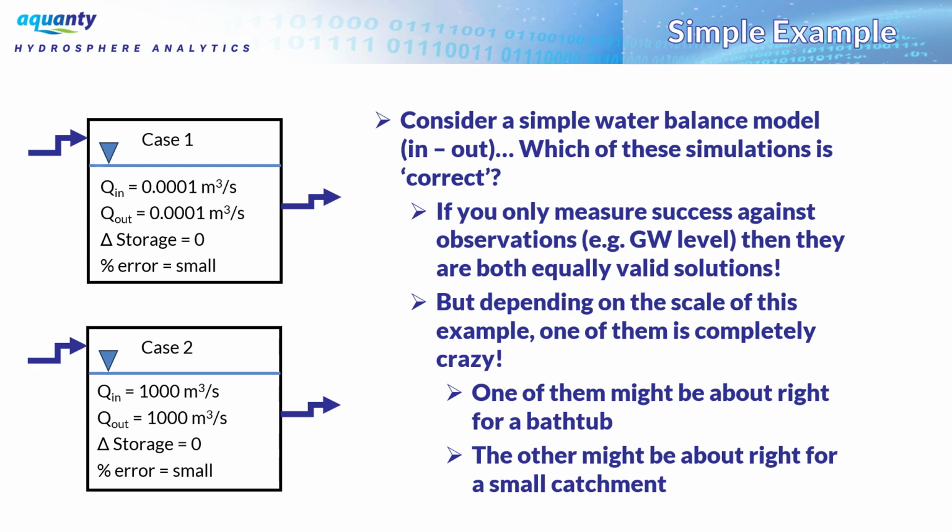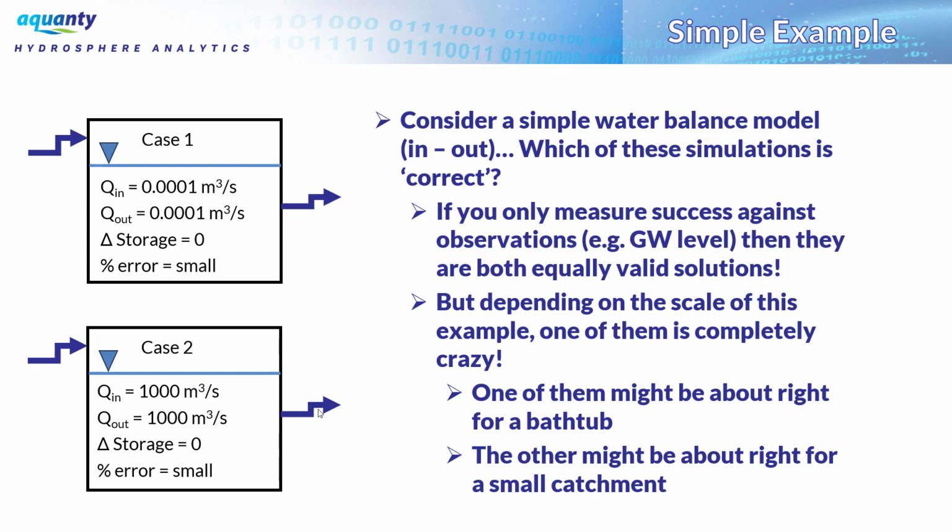In this case, we have 1 liter per second of water flowing in and out of the model. In this case, we have 1,000 cubic meters flowing in and out of the model. This one might be about right for a model that is representing a bathtub. This one might be about right for a small catchment. If we were to only look at the distribution of water tables, then we might say, well, both of these models are equally good. But by looking at storage, by looking at the fluxes of your boundary conditions, a different picture emerges.